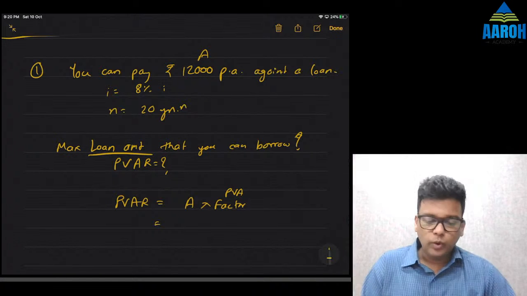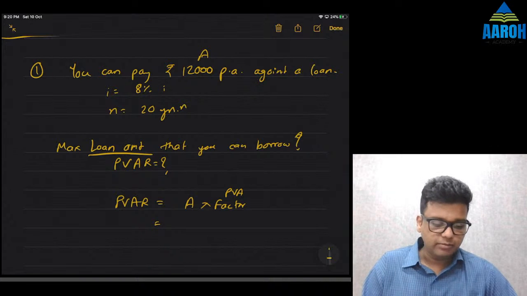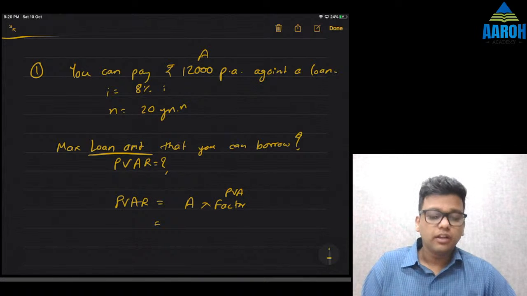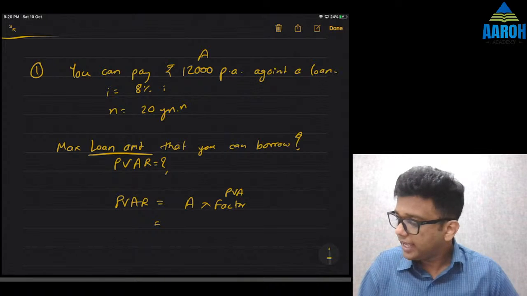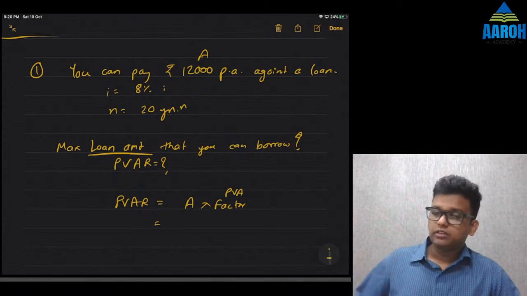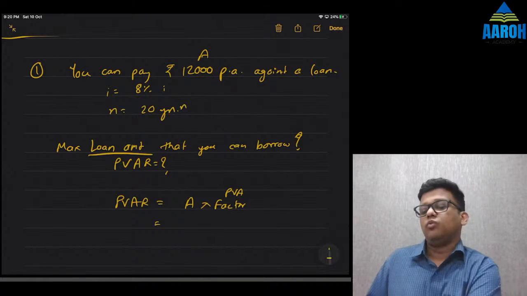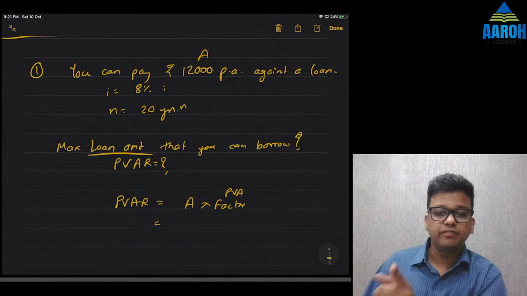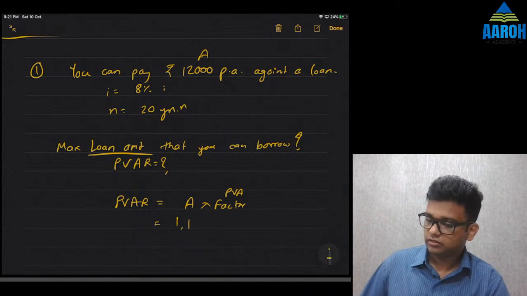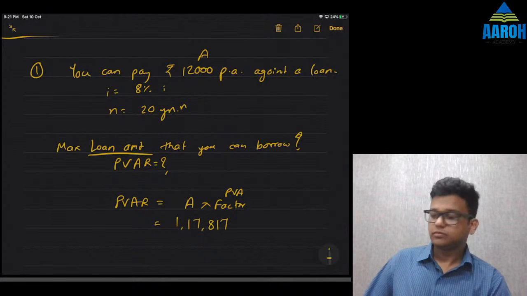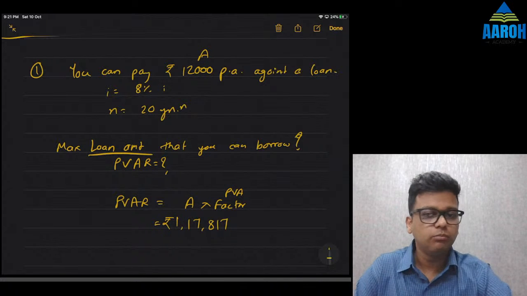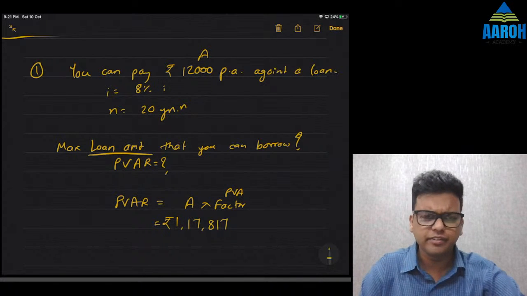It should be 1 divided by 1.08, then equal to 20 times. Then grand total, and multiplied by A. A is 12,000. So the loan amount should be 1,17,817. Very good, Rishuraj. This should be the loan amount that we can borrow. Check if all of you have got this.